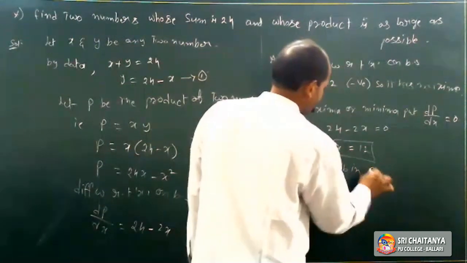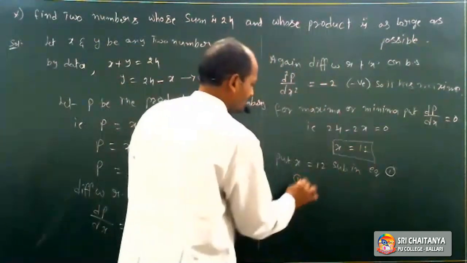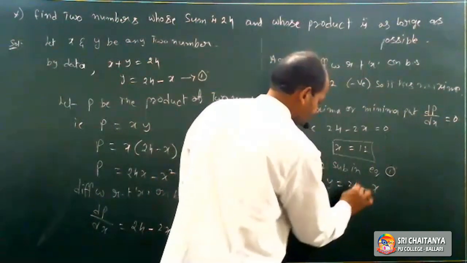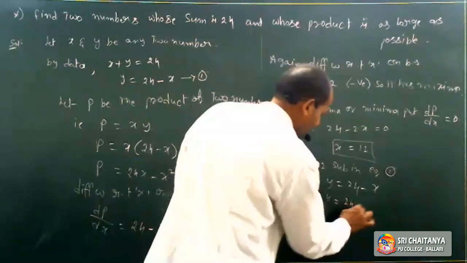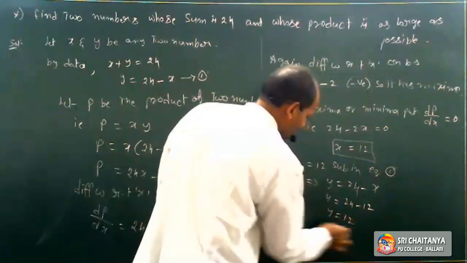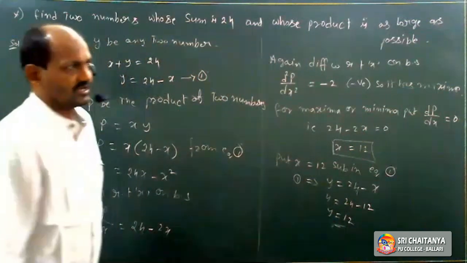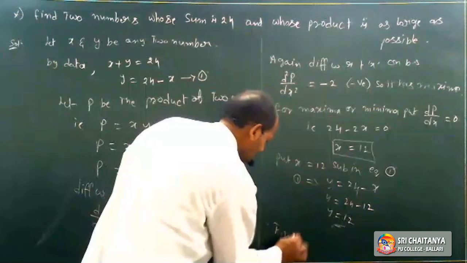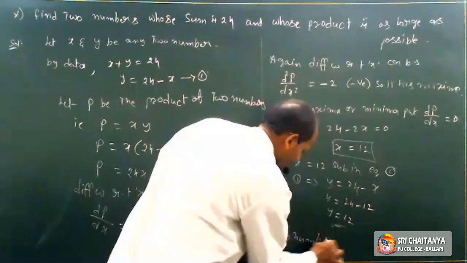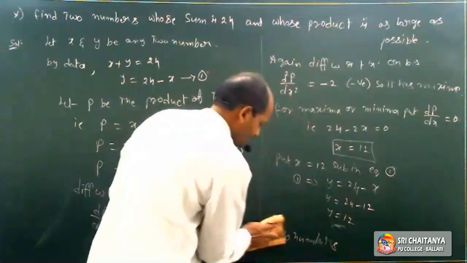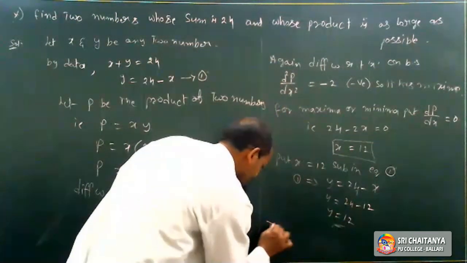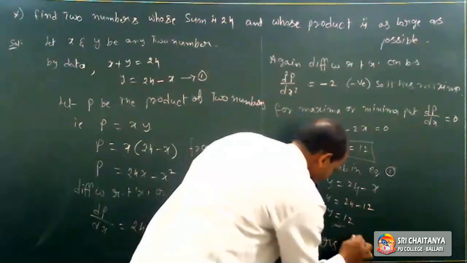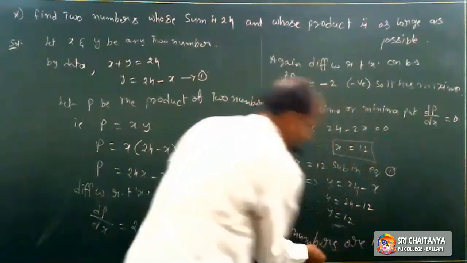So put x is equal to 12. Substitute in equation 1, y is equal to 24 minus x. So y is equal to 24 minus 12. y is equal to 12. So the two numbers we need to find are 12 and 12. Therefore, the two numbers are 12, 12.